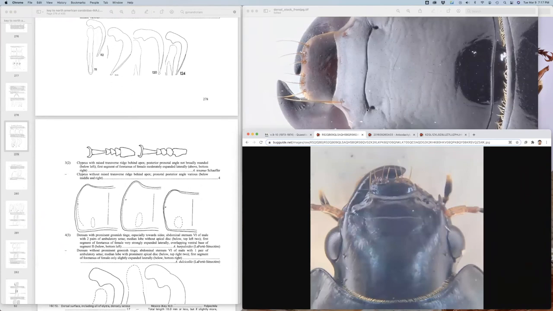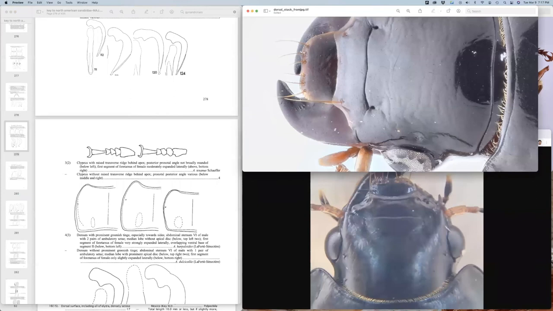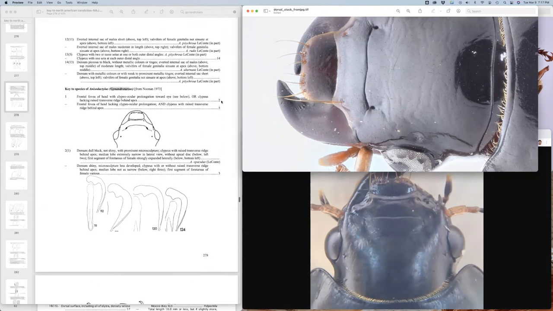We might still not be sure about what's going on right here. We definitely don't see it here. We may or may not see it. In any case, we're pretty comfortable going to couplet two. In couplet two, dorsum dull black, shiny, prominent microsculpture. Okay, clypeus with raised transverse ridge. Okay, microsculpture less developed, clypeus with or without transverse ridge.